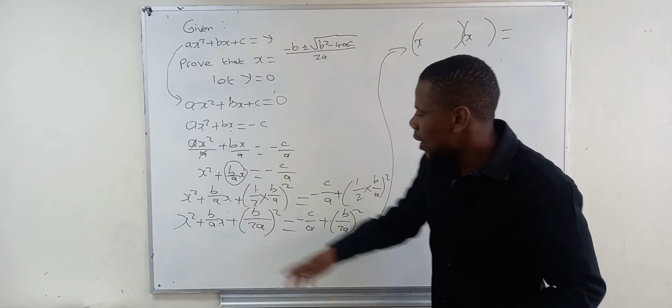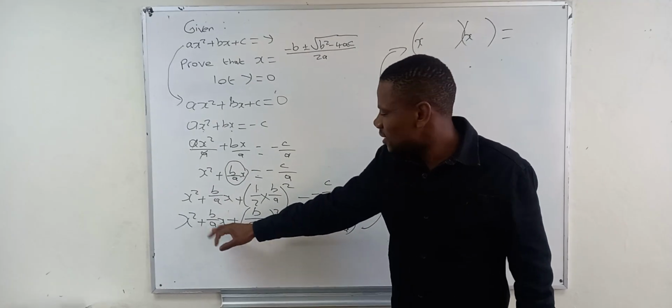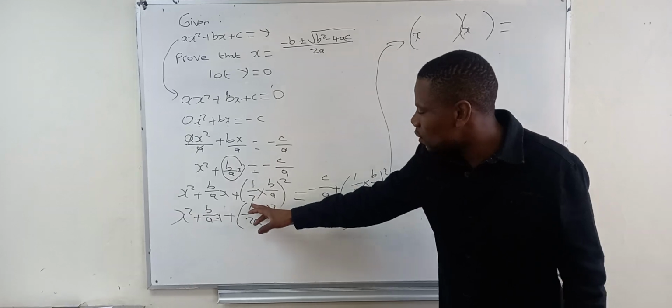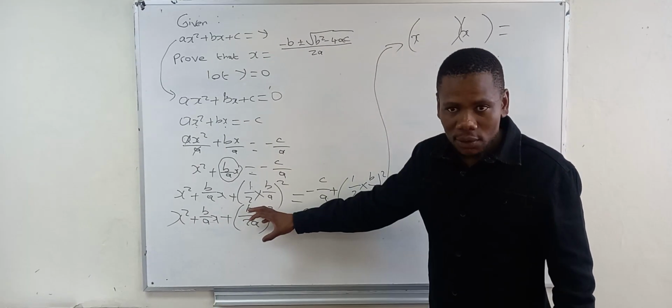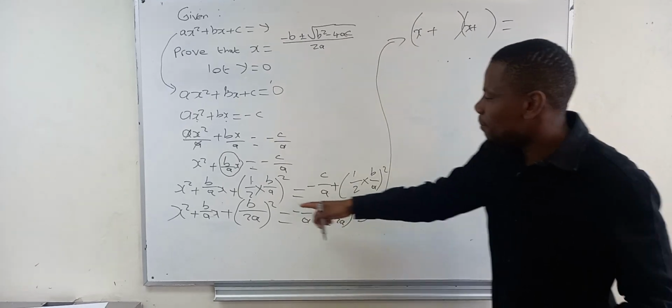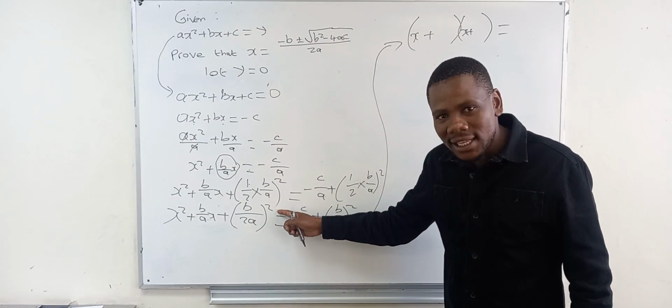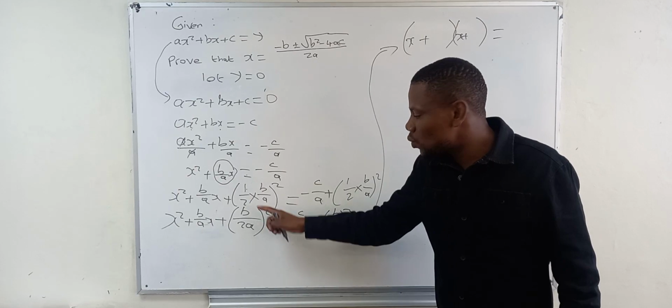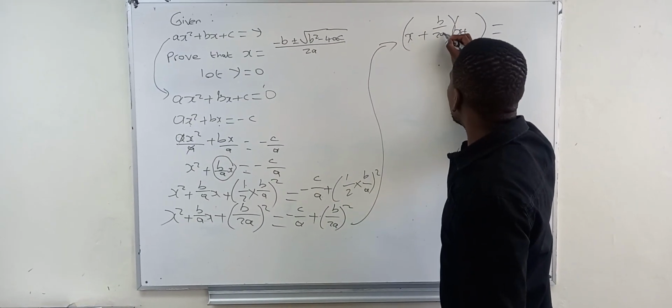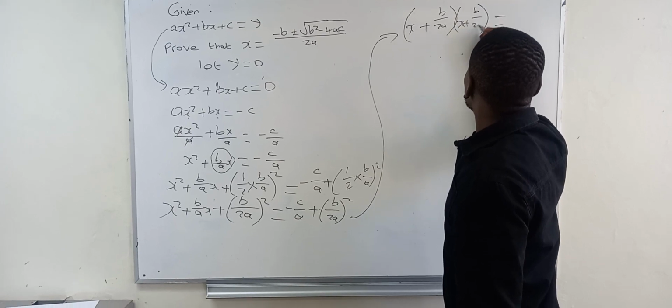Since the coefficient of x is b over a and the half is b over 2a, everything is squared, then we'll be having what? The positive and the positive. But you have to repeat the bracket twice because we're having b over 2a and everything is squared. Then we'll be having what? b over 2a, b over 2a.